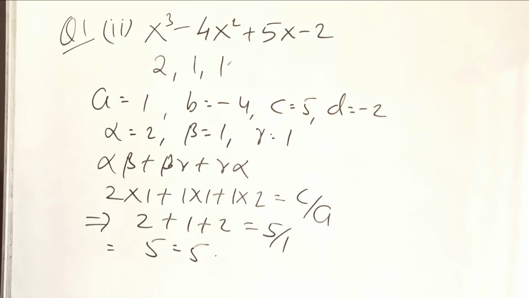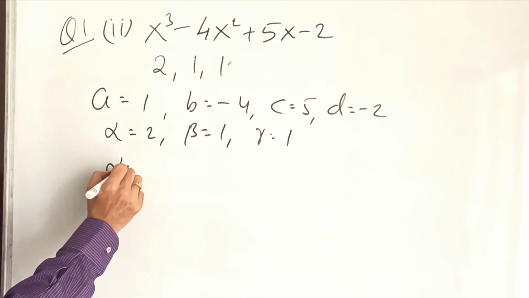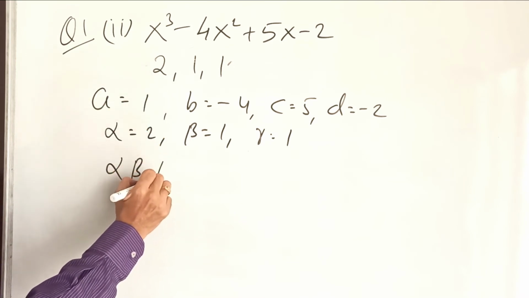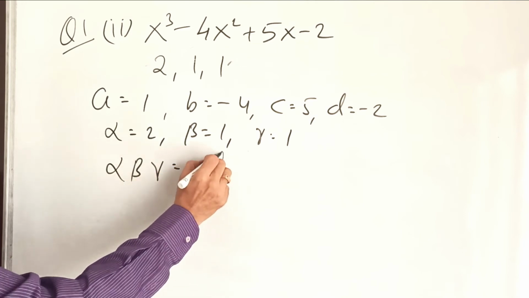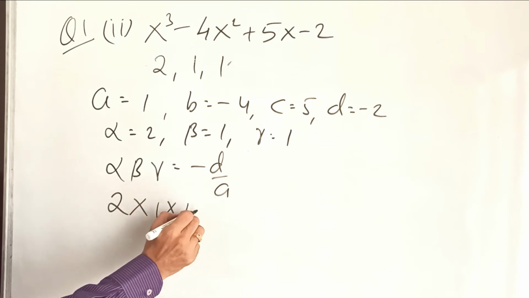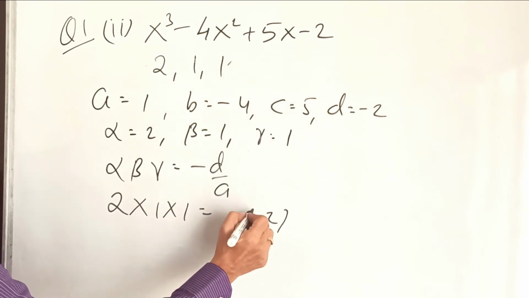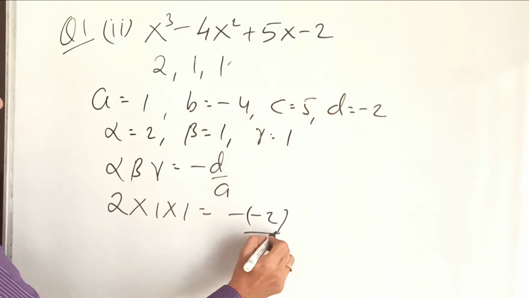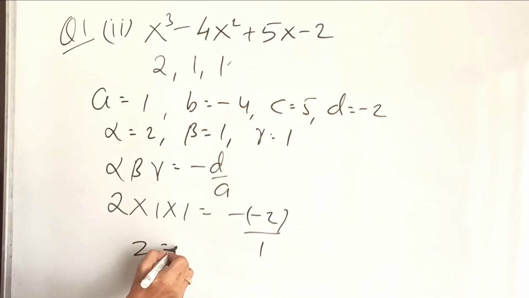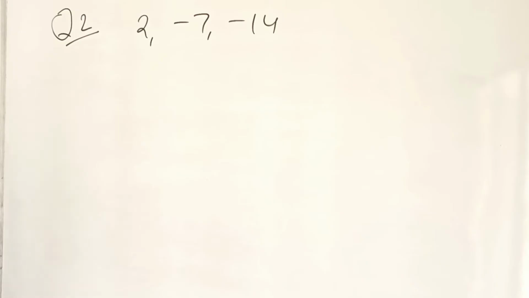This is also verified. Now let us check the last relationship between coefficients and zeros, alpha into beta into gamma is equal to minus d upon a. So alpha 2, beta 1, gamma 1 is equal to minus d upon a, minus of minus 2 upon 1. So it is coming 2 is equal to 2. This is also verified. Now let us see the second question.